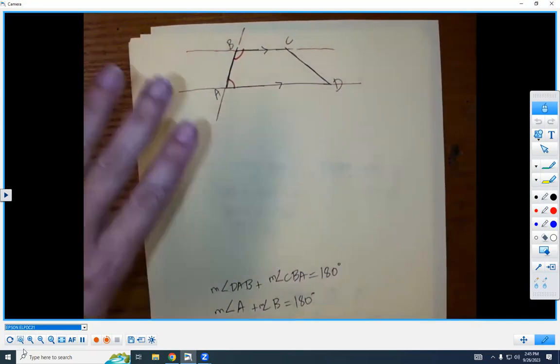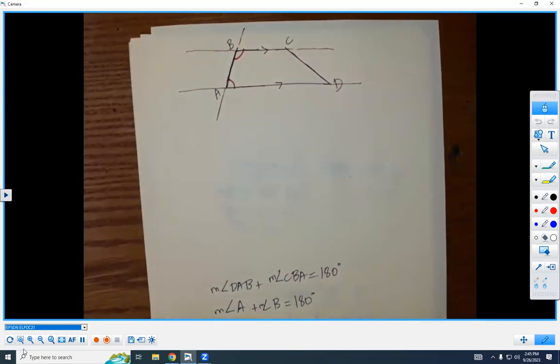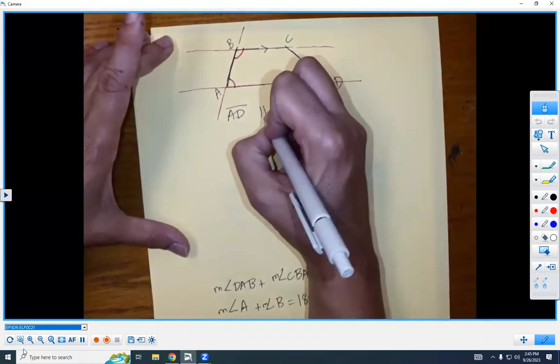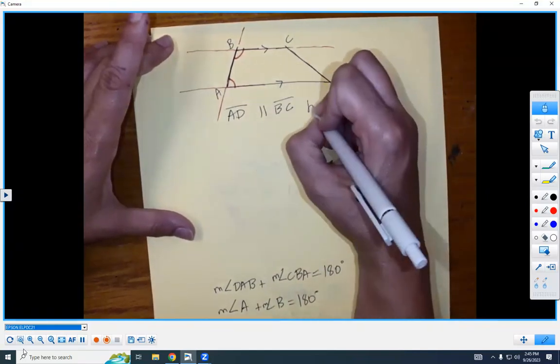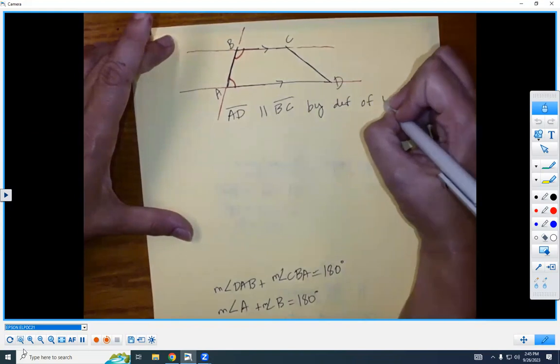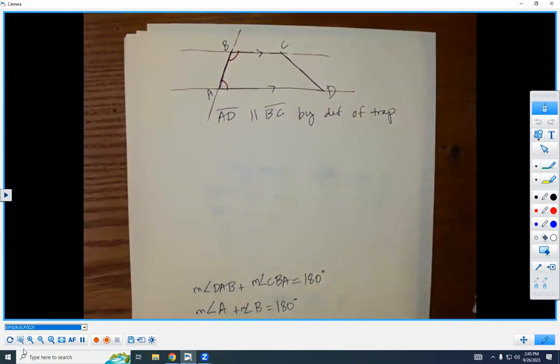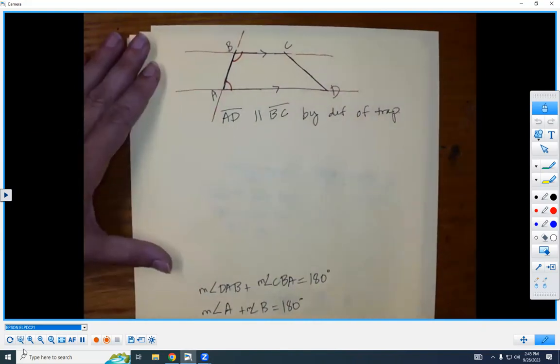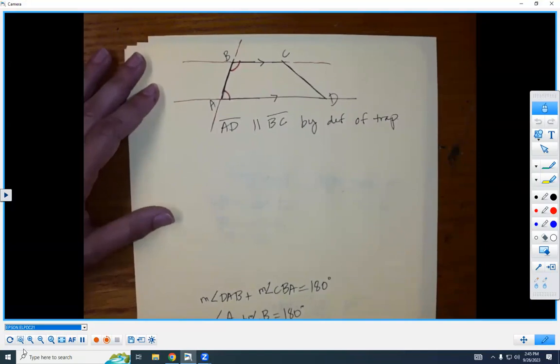So let me start off with what I know. What do I know based on the definition of a trapezoid? AD and BC are parallel. AD is parallel to BC by definition of a trapezoid. And we have that BA is a transversal. Yep, BA is a transversal. So can you put that down? Sure. Because BA is a transversal, yeah, that's what I would do.